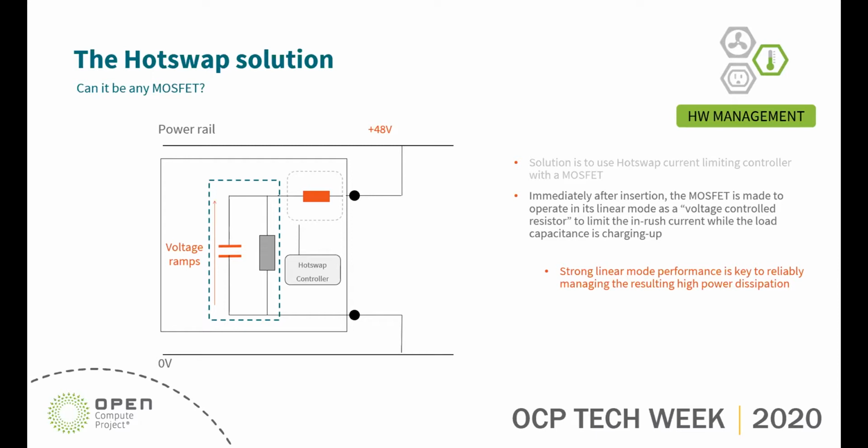Now, can it be any MOSFET? Not quite. The MOSFET that it has to use has to have a very strong SOA, a linear mode operation. I will explain again what this linear mode means. It's basically the MOSFET being used as a voltage-controlled resistor. So you put it into a very high resistance type of electronic device where you control the current. So strong linear mode performance is key to the MOSFET.